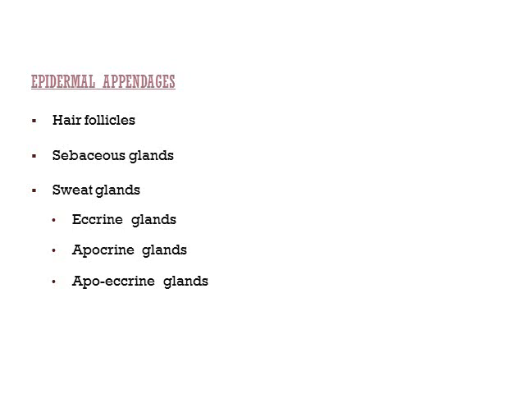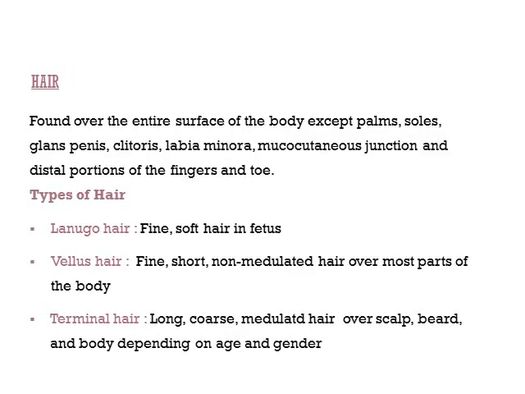There are certain other parts which you should know, that is hair follicles, sebaceous glands, and sweat glands. So what is hair? Hair is a component of skin which is found on almost the entire surface of the body, except palms, soles, glans penis, clitoris, labia minora, mucocutaneous junction, and distal portion of fingers and toes.